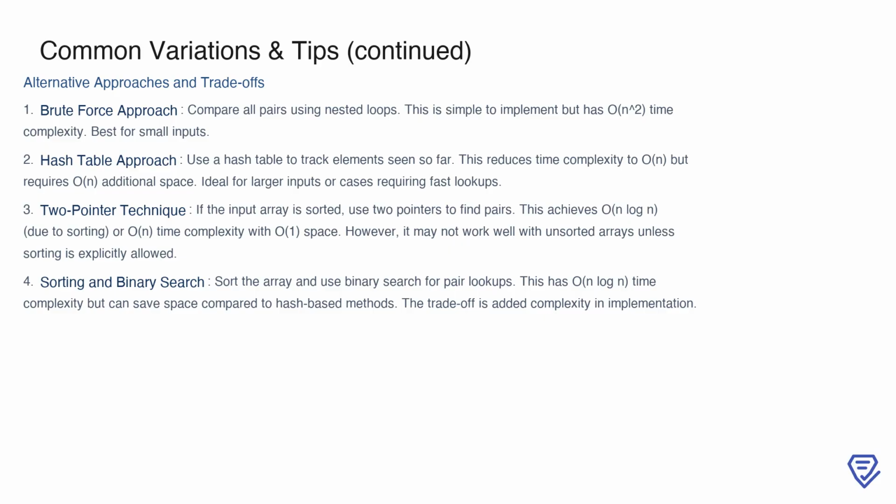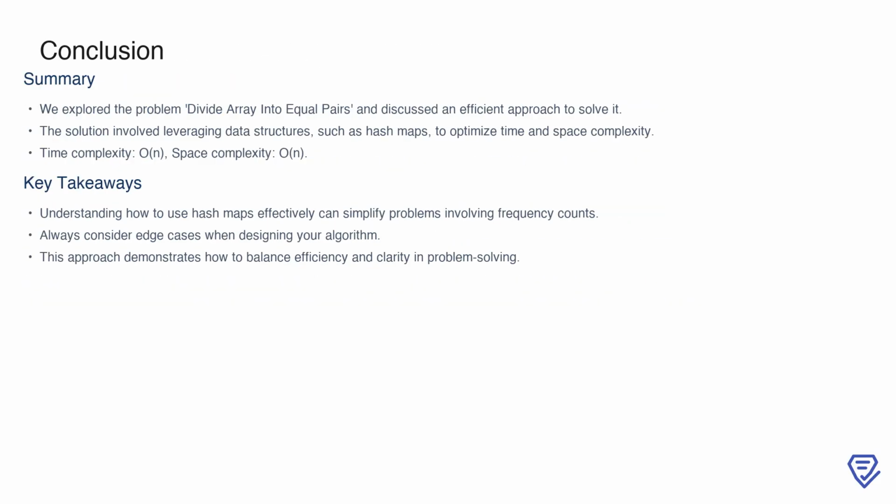The two-pointer technique is another option, particularly if the input array is sorted. This method can achieve O(n log n), or even O(n) time complexity while using only O(1) space. However, it requires the array to be sorted, so you may need to account for the cost of sorting. Lastly, you could use sorting combined with binary search. This approach also has a time complexity of O(n log n), and can save space compared to hash-based methods, but it introduces additional complexity in implementation. Each of these techniques has its strengths and weaknesses, so the best choice depends on the specific constraints of the problem you're solving.